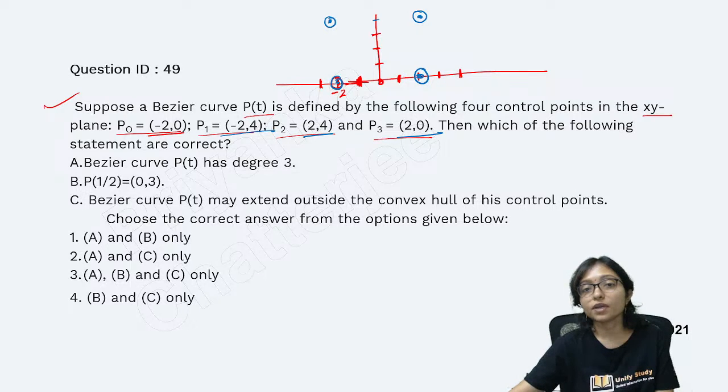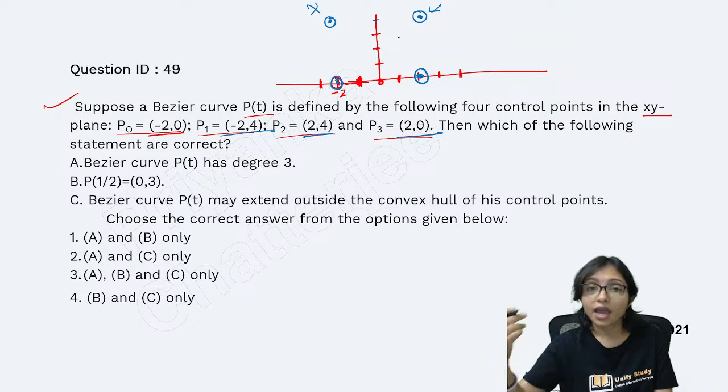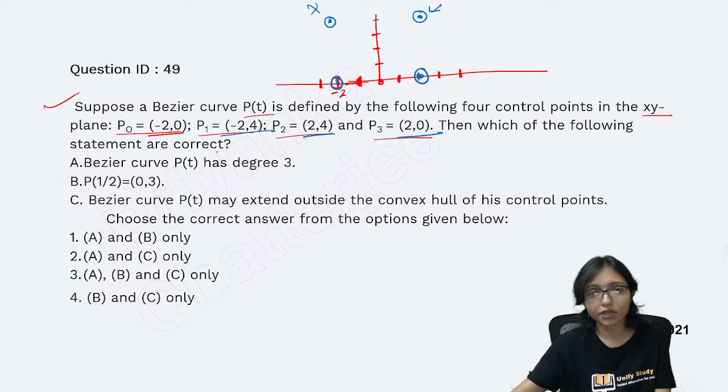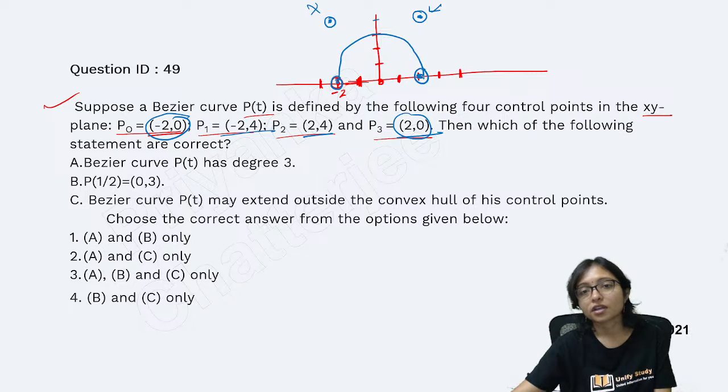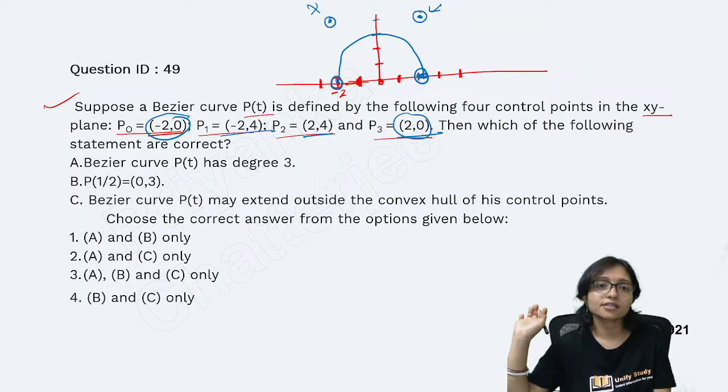We know that as per the Bezier curve, these are the control lines. From here I am stretching the line, and the curve can go through only the starting and ending points. The starting point is this one, the ending point is this one. So how will my curve look? Definitely my curve will look like this. By drawing I can understand it.